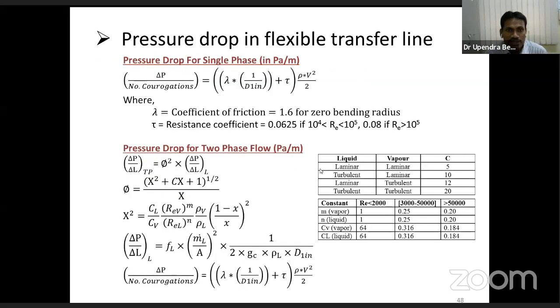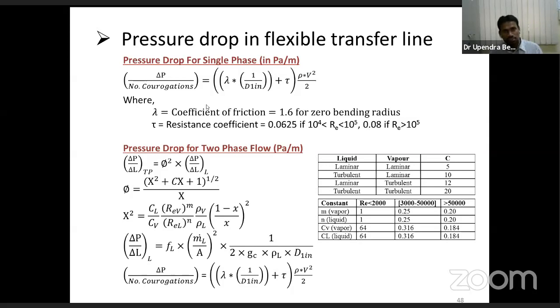And the pressure drop in flexible transfer line also is given by a slightly modified equation. That's delta P by number of corrugations, because corrugations are there for bellows. So that is given by this equation for pressure drop for single phase flow. And for corrugation, it is given lambda into 1 by d1 n into tau, and rho v square by 2, where v is the velocity and lambda is the coefficient of friction, that is 1.6 for zero bending radius, and tau is the resistance coefficient, and for Reynolds number between 10 to the 4 to 10 to the 5, the value of this resistance coefficient is 0.0625, and if the Reynolds number is greater than 10 to the 5, then this resistance coefficient is taken as 0.0.